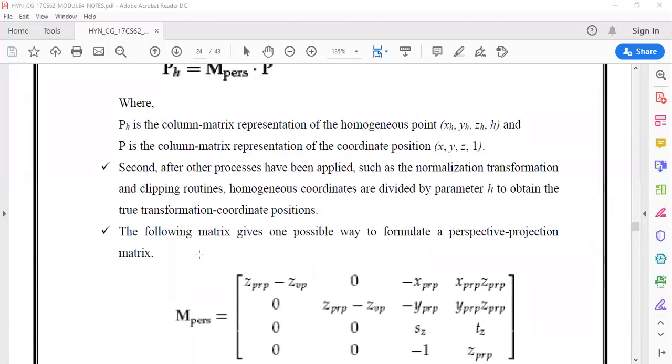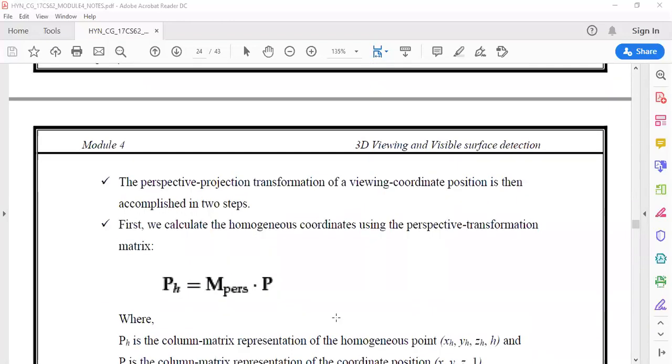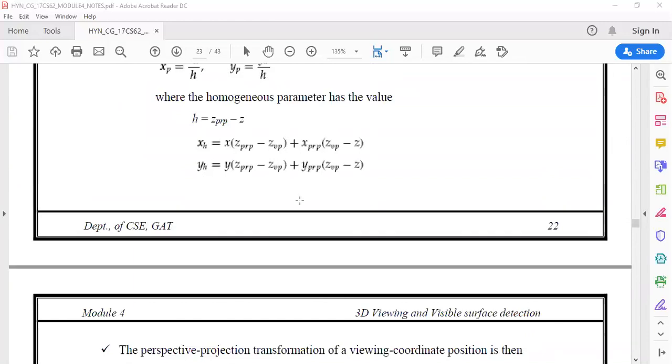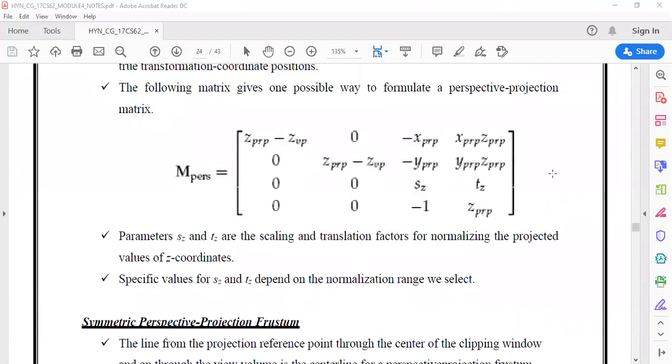In order to do that, my perspective projection matrix M pers is given by this. Under x we have zprp minus zvp, and on y also it is zprp minus zvp. Then minus xprp, minus yprp, sz. Here we have xprp, zprp, yprp, zprp, tz, zprp, and minus 1. So this is our perspective projection matrix. We wrote this matrix by using this equation only: x into zprp minus x into zvp. Using that only we have written this perspective projection matrix.